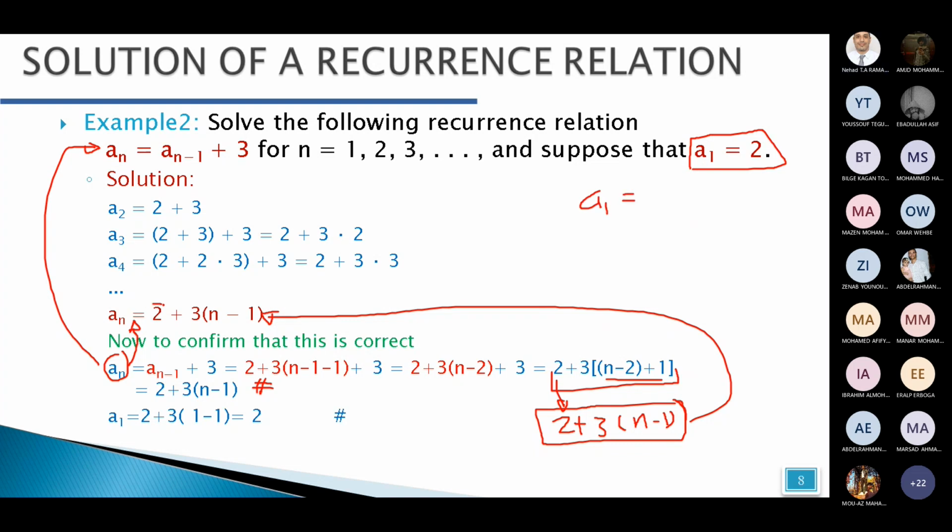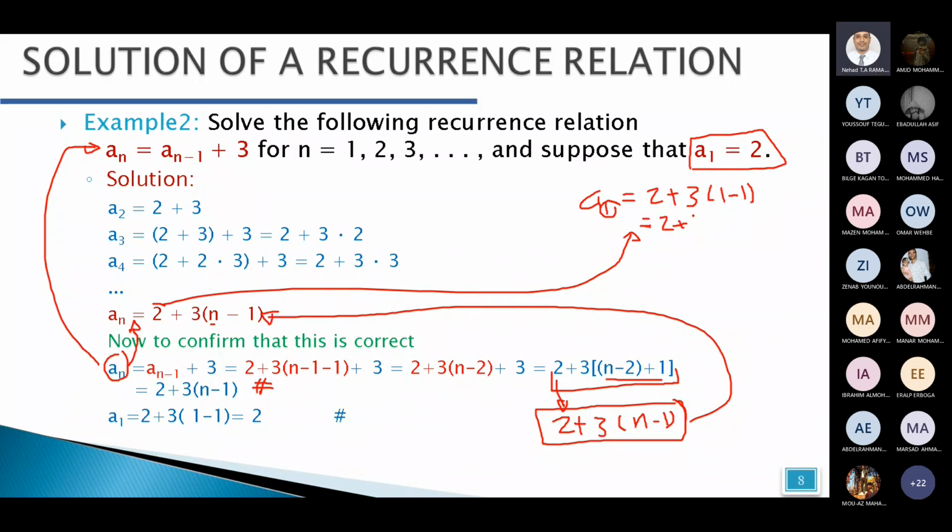It's equal to 2 plus 3 multiplied by (n minus 1). n here is 1, so multiply by 1 minus 1. So it's equal to 2 plus 3 multiplied by 0. This means 0, because 1 minus 1 is 0, multiplied by 3 is 0. So plus 0 doesn't mean anything. So a_1 equals 2, depending on the solution. So it's correct also for the initial value. So we confirm that it's a correct solution.